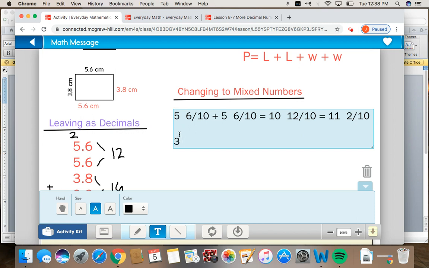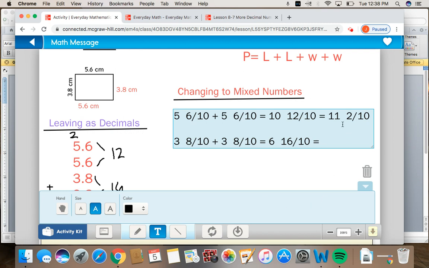3 and 8 tenths plus 3 and 8 tenths equals, let's see, I'm going to add my whole numbers. My 3 and my 3 gives me 6. And my 8 tenths plus 8 tenths, I only add the numerators, which are my eighths, which gives me 16. And I leave my denominator of 10 the same.